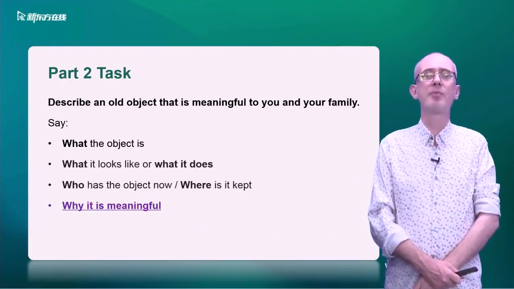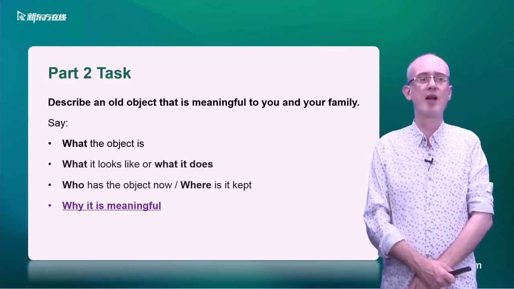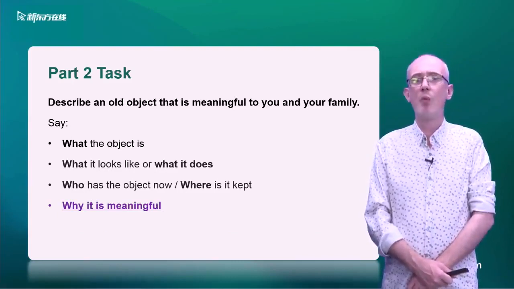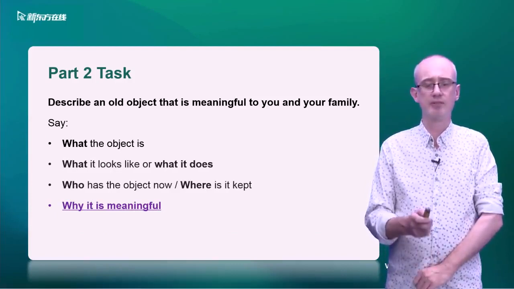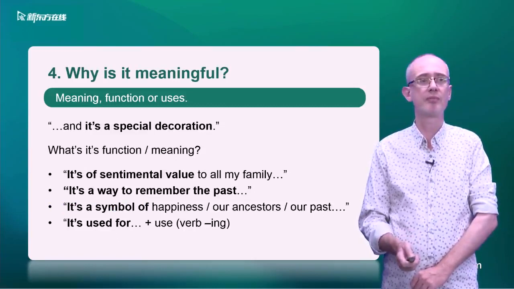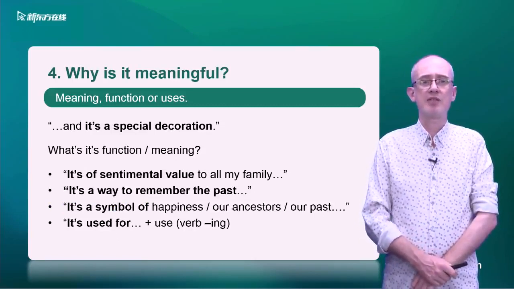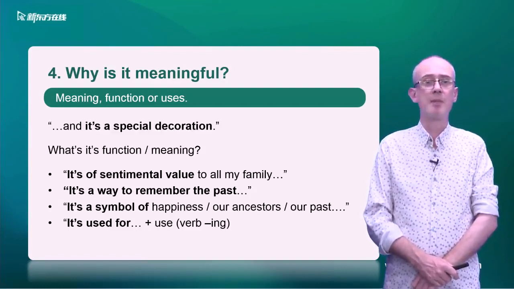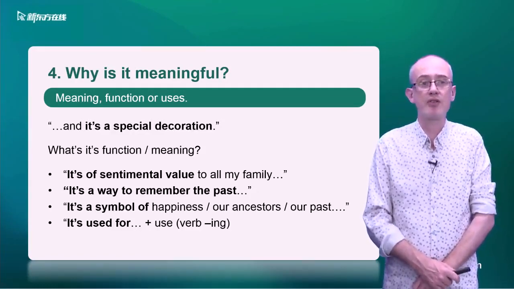So, part 2 task. We've got to the bottom of the bullet points now. Describe an old object that's meaningful to you and your family. Why is it meaningful? Good question. And it's a special decoration. That's all I say. And it's a special decoration.